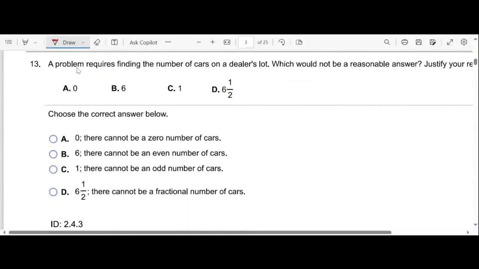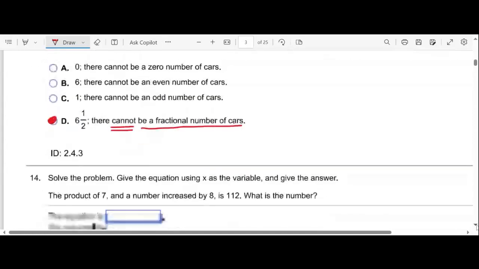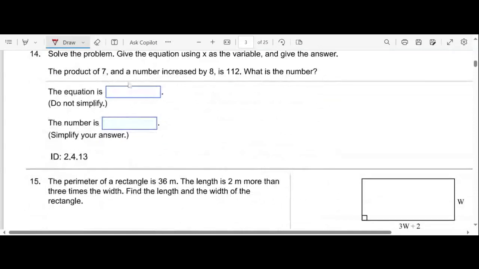Next one. A problem requires finding the number of cars on a dealer lot. Which would not be a reasonable answer? D. 6.5. Yes, D. Why? Because you can't say the number of cars is 6.5. It cannot be a fraction.